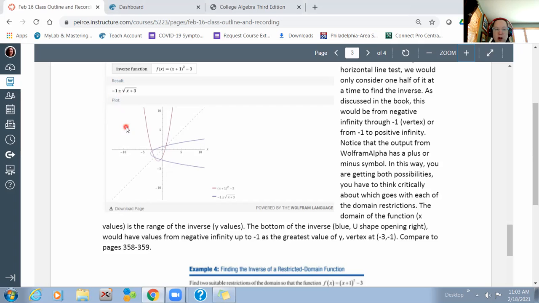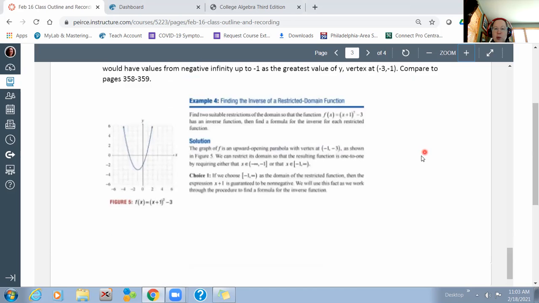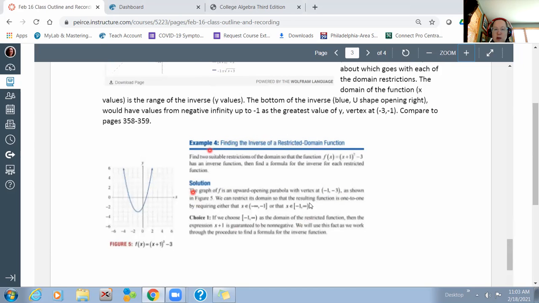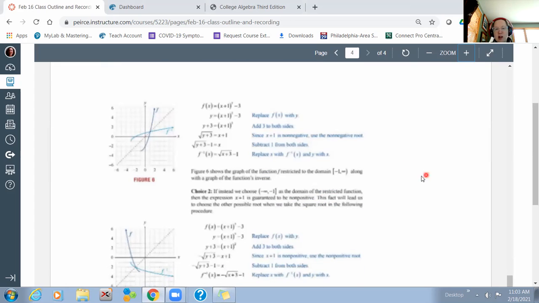Like this would fail the horizontal line test. If I draw a line across, I'm hitting it in two places all over the place. So it's failing the horizontal line test. So we have to split it into its two halves and look at each half separately. So Wolfram Alpha is identifying that here with that plus or minus so that you realize that there's really two things going on here, which matches the explanation in the textbook, which I did insert here again, so that if you're using the other textbook, you can follow along with the same example that we have here in the college algebra book.